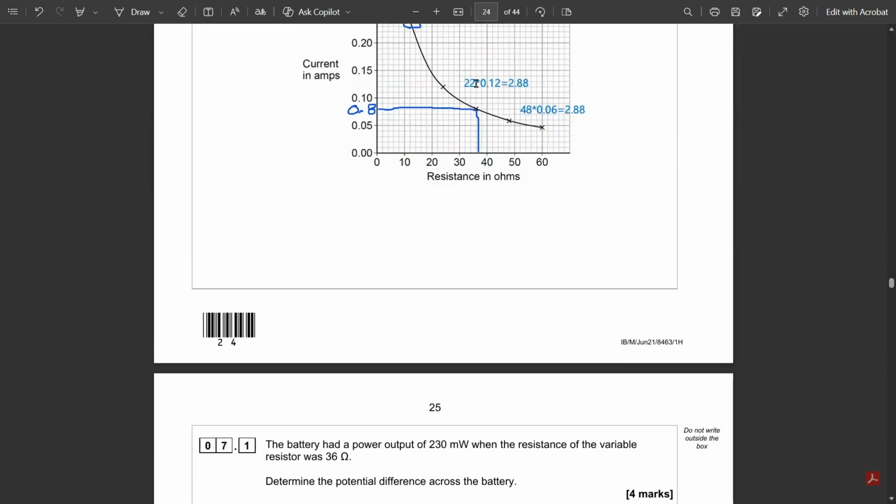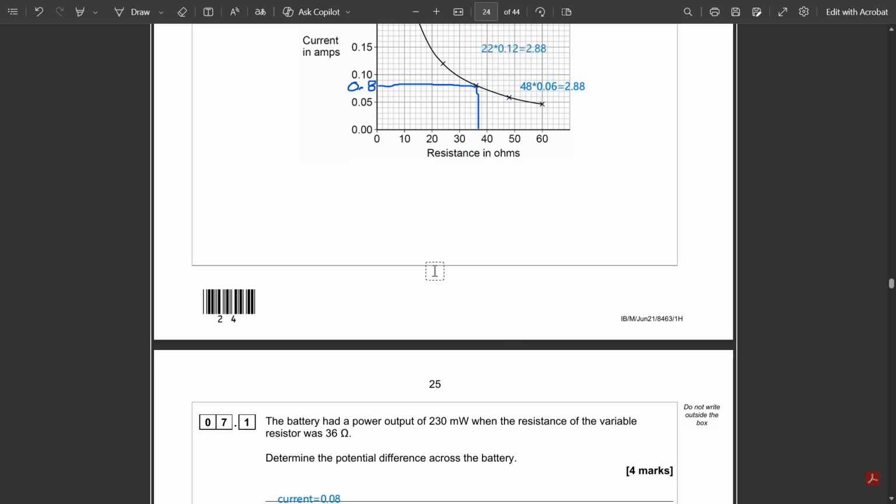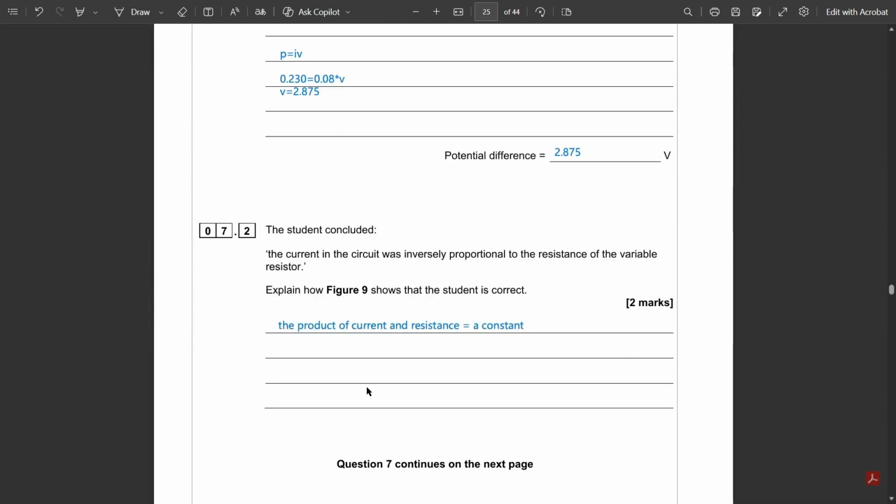You probably want to put the calculations here. It's the fact that the product of current and resistance always equals a constant, or in this case, 2.88.